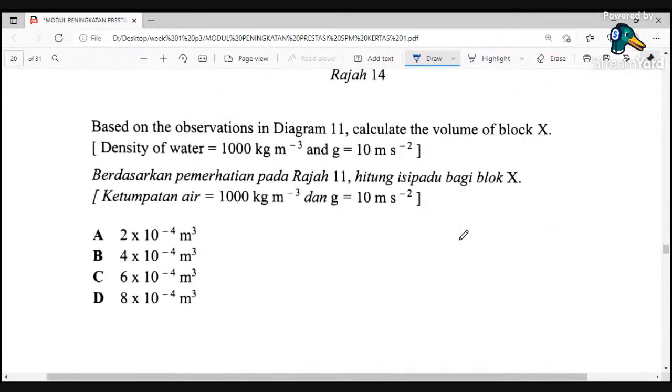Soalan. Based on the observation, calculate volume of block X. You can see the block is fully immersed. Okay, so means volume of liquid displaced equals volume of the object, or volume of the block, sebab tenggelam sepenuhnya.